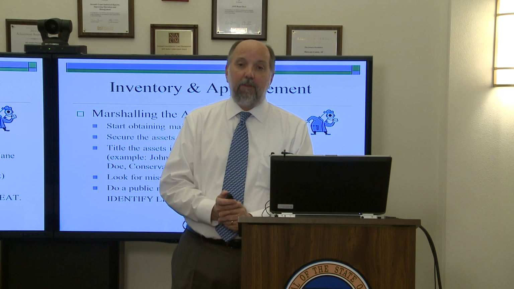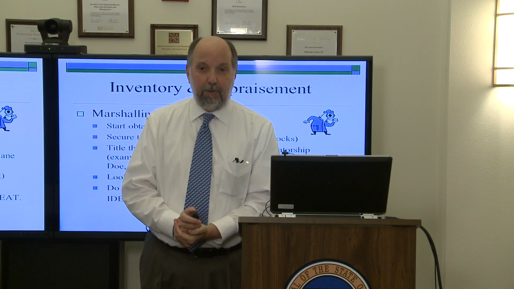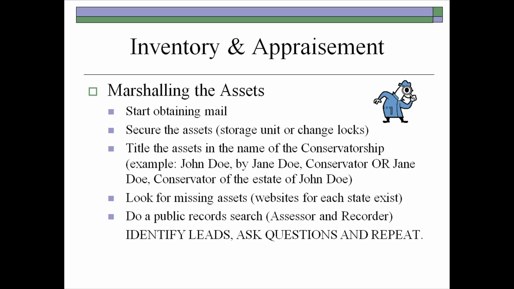The inventory and appraisement is one of the more important things that you'll have to do. Within 90 days of your being appointed conservator, you need to do what we call marshaling the assets. You'll start obtaining mail that would go to the protected person. You'll secure the assets. Perhaps you'll change locks on a residence or change a combination on a storage locker. You'll title the assets that the protected person owns in the name of the conservatorship.